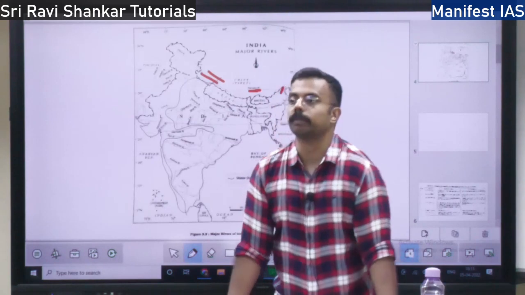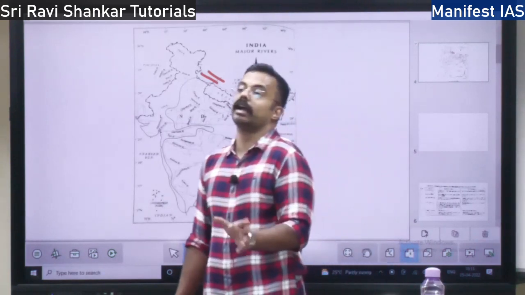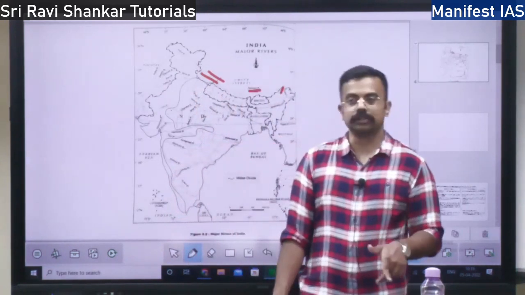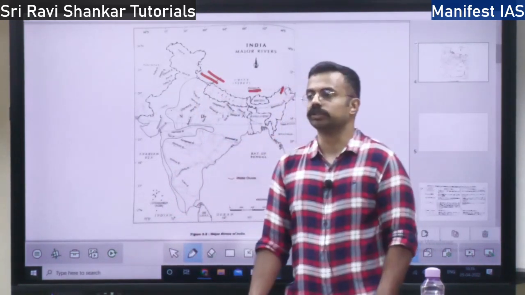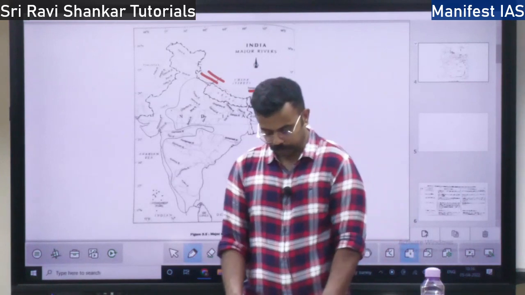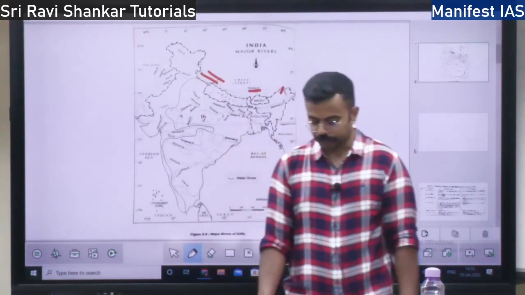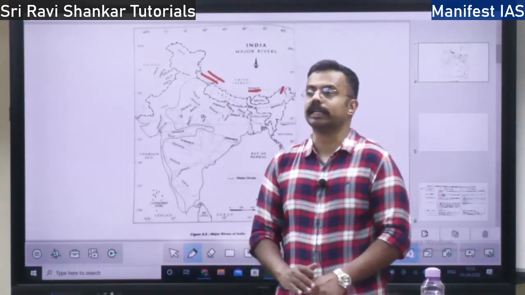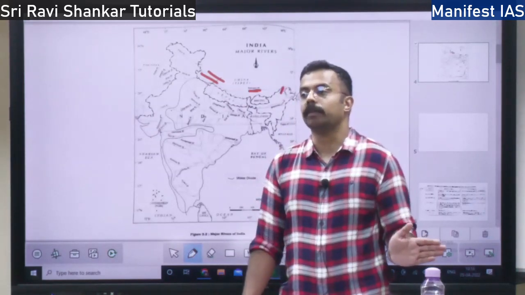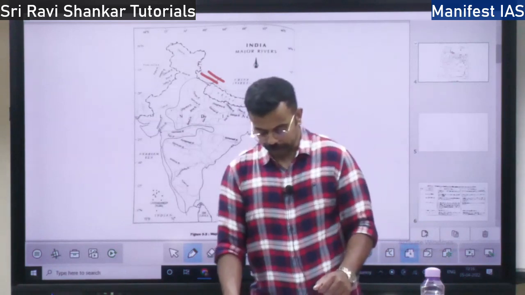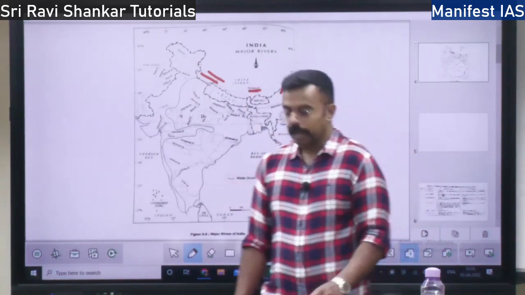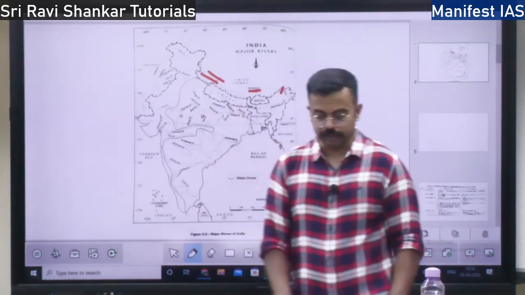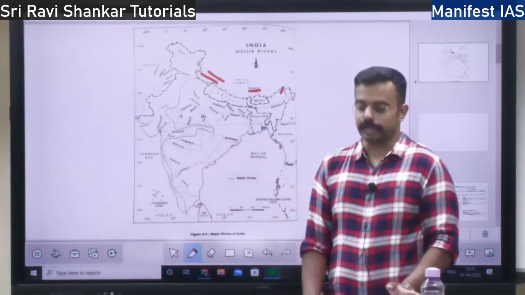What is the length of Brahmaputra? Not the total length. In India, what is the length? It is 750 kilometers. If you take the total length, it is more than 2000 kilometers, approximately 3000. But in India, it is 2750 kilometers. So what are the left bank tributaries? The rivers that join the Brahmaputra from the left side. You have Buri Dihang and Dhansiri. Buri Dihang and Dhansiri are the rivers which join the Brahmaputra from the left side.